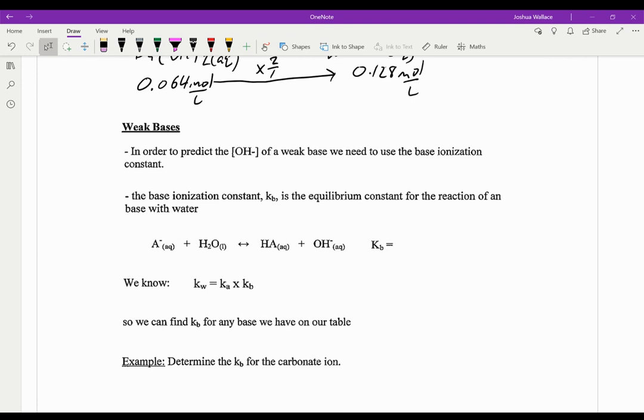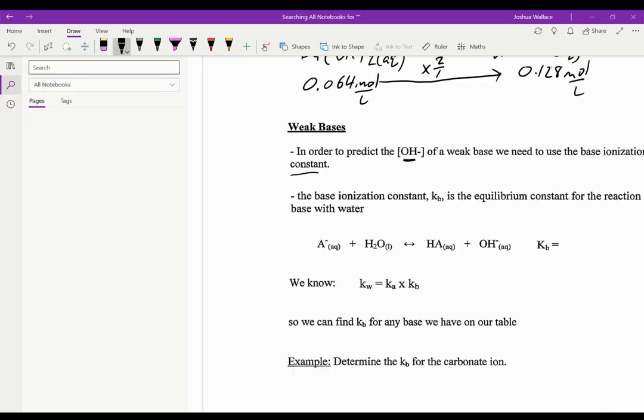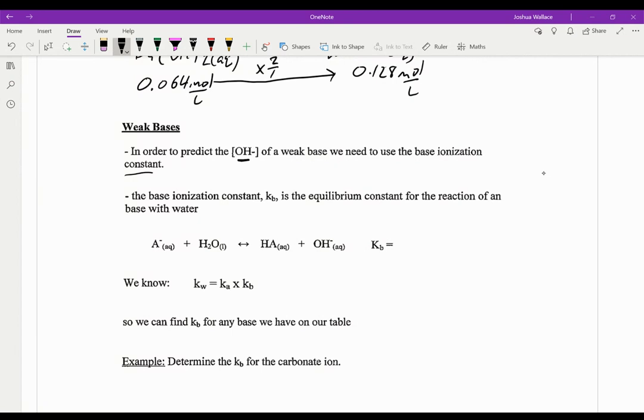Now we're going to look at some weak bases. So we've talked about the hydroxide, but now we're going to talk about weak bases. In order to predict the hydroxide ion concentration of a weak base, we need to use the base ionization constant. So we had Ka, which is the acid ionization constant. Now we're going to be looking at the Kb, which is the base ionization constant. The base ionization constant, Kb, is the equilibrium constant for the reaction of a base with water. So as I've drawn before, A minus reacts with H2O to produce HA and OH minus.